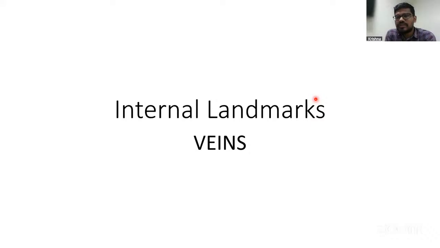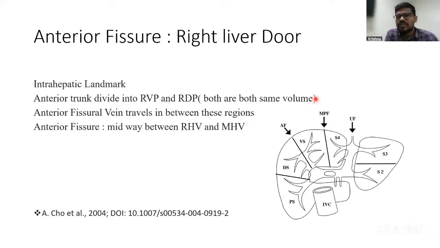So now, along with the external landmarks, we have some internal landmarks. These are mostly ones we should create. One of the landmarks is the anterior fissure vein. It is a fissure midway between the right hepatic vein and the middle hepatic vein. This is the right hepatic vein and this is the middle hepatic vein.